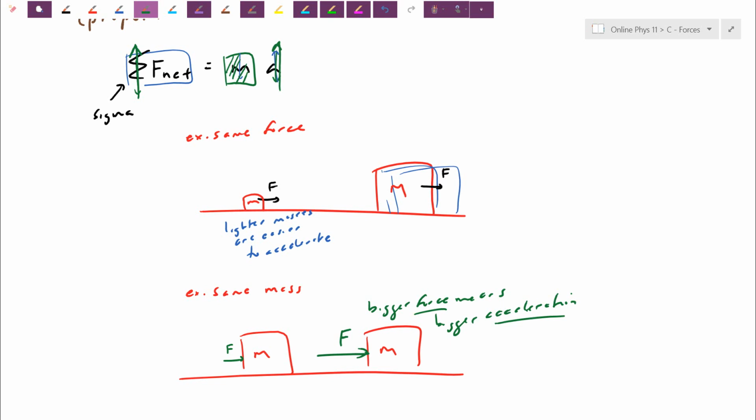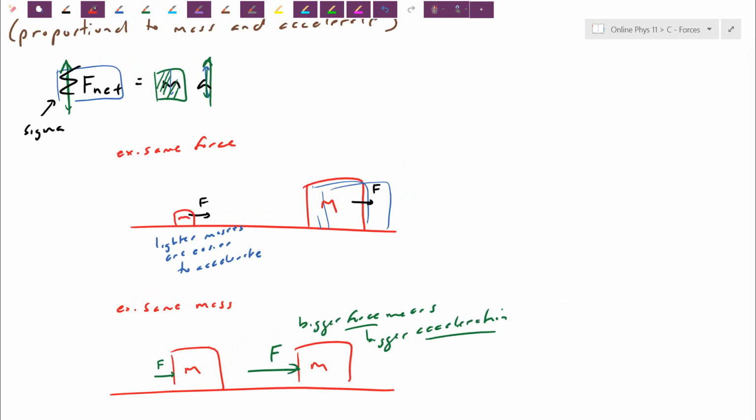That's fine. One more interesting case is, what if we had the same acceleration? Now, how could we do that experiment? Well, it's actually not that hard. We did this back in our kinematics. Let's take a small object, maybe a tennis ball. Let's take a big object like a textbook.